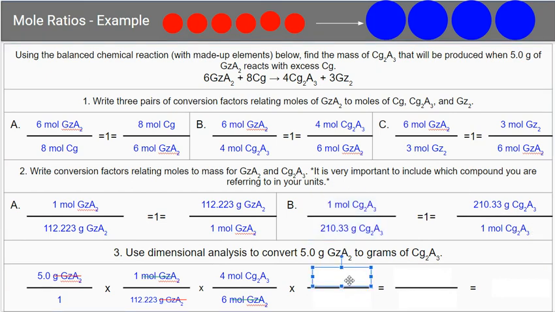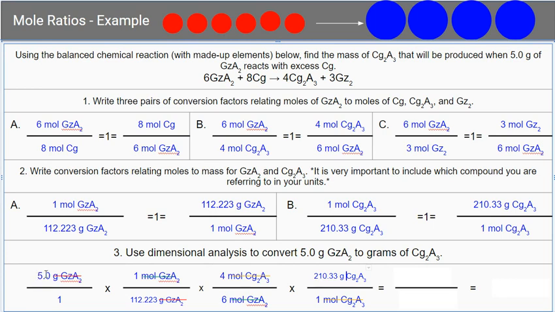So we need moles of Cg2A3 on the bottom. We're going to use this conversion factor here. That brings us over to this one. And that lets us cancel out moles of Cg2A3. And we're left with the units only of grams of Cg2A3. That's what we want. So we have just done a really complex problem and only had to set up one thing without doing a whole bunch of math steps in between. Now that we know we're going to get the units that we want, which means that we're going to get the answer that we want, now let's do our math.